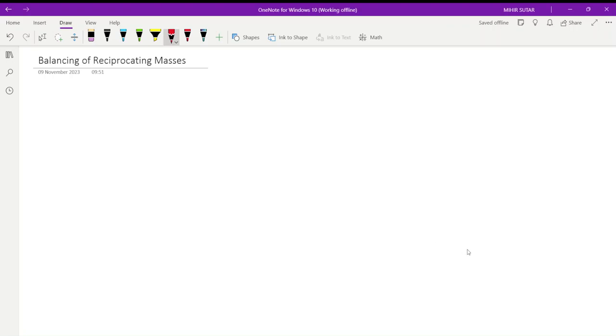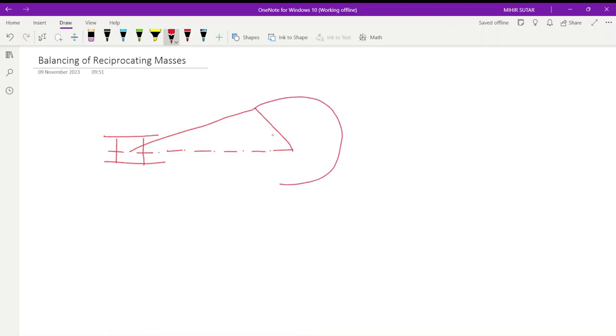So today we'll start with balancing of reciprocating masses. Let's say we have a piston cylinder arrangement here, as you can see. The connecting rod length is L. Angular displacement of crank is theta. Omega is the angular velocity.